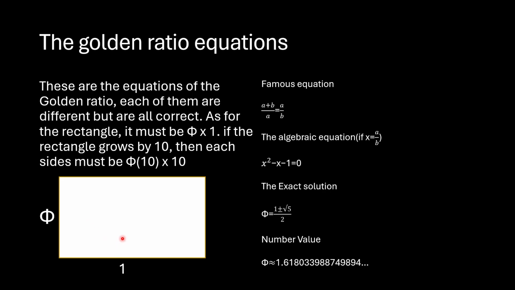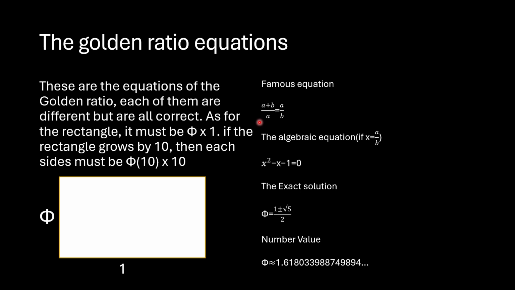If the rectangle were to grow by 10, each side must be multiplied by 10. For example, phi times 10 by 10. This is a golden rectangle. As each grows, for example, 100, it must be phi times 100 by 100. This is the most famous equation and the most basic. A, the long side, plus B, the short side, over A, equals A over B.